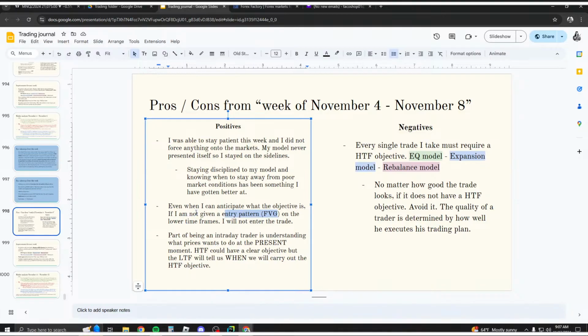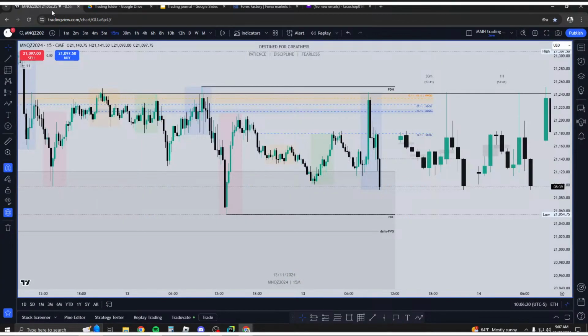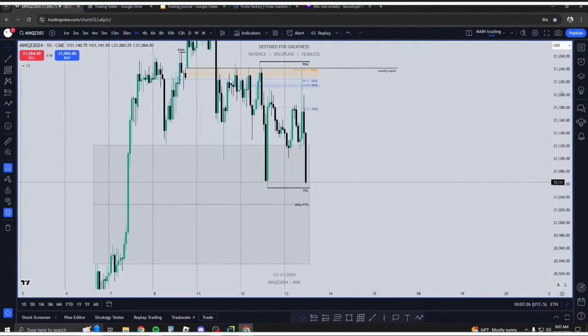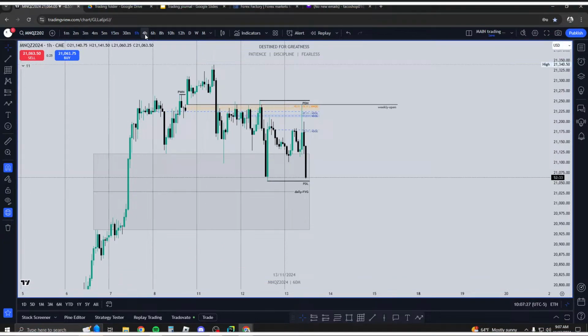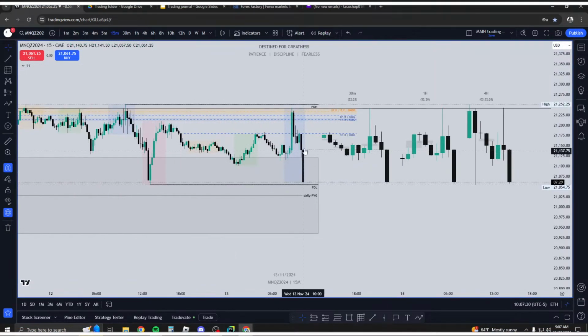That's just part of my model, and just being patient and disciplined to my model. So it's like a little enforcement of the first rule here. Third is understanding what price wants to do at the present moment, right? So present moment, that's what I was trading at, the actual model right now.